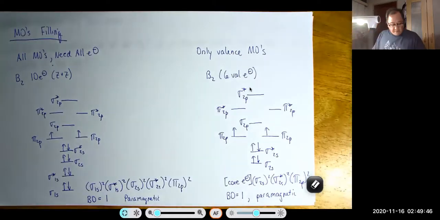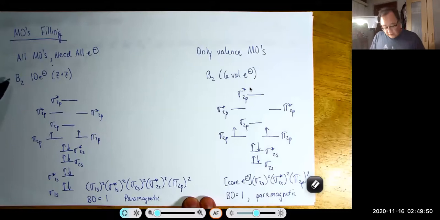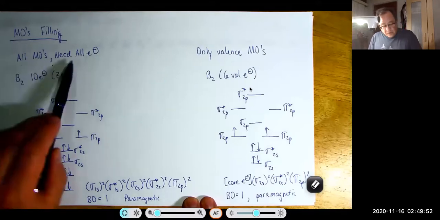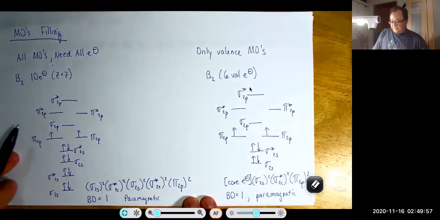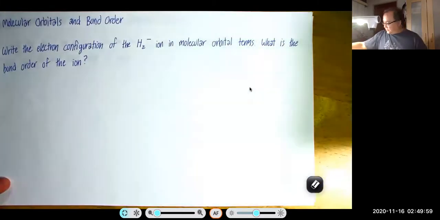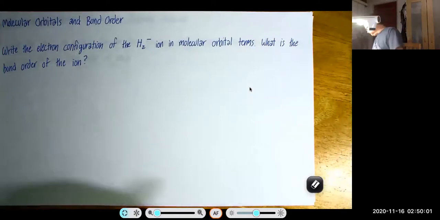And this shows you the MO filling order. This is one that we did before, where we have B2 with 10 electrons, where we're looking at all the MOs. And here we're looking at only the valence MOs. So now let's do some problems.